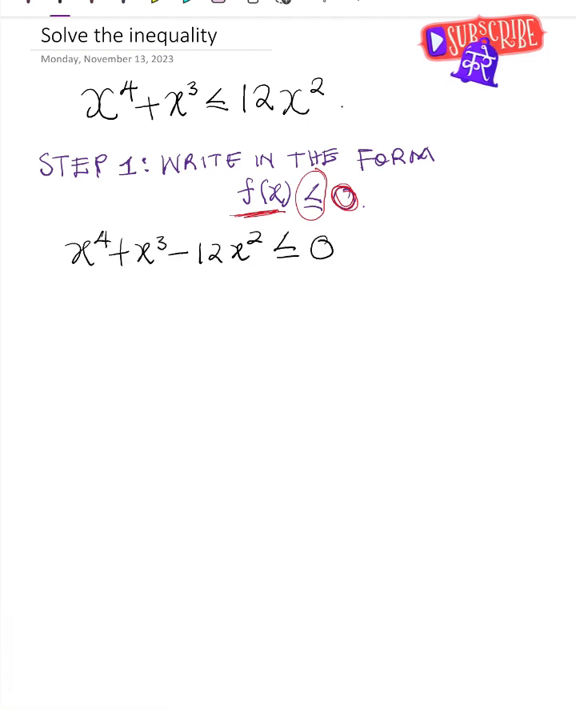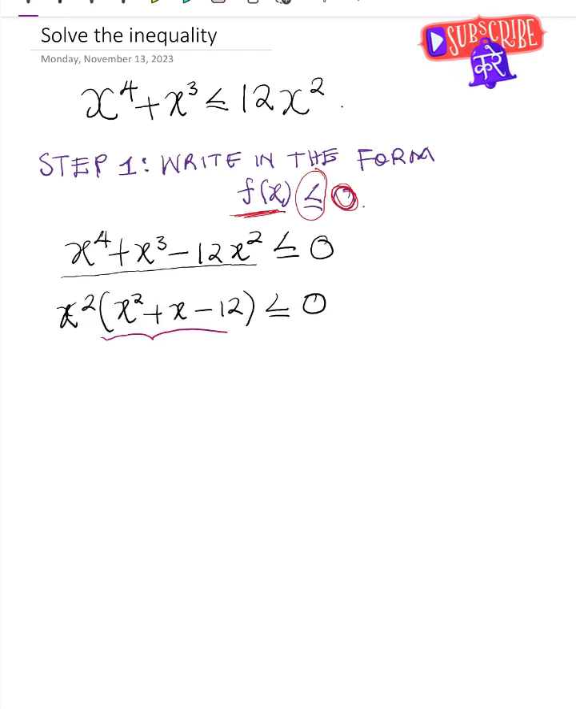Now that we have expressed it in this form, we want to find out the values of x for which this expression, the f of x on the left hand side, is less or equal to 0. So we are going to factor out x squared as follows. Next, we are going to factor out this quadratic expression.